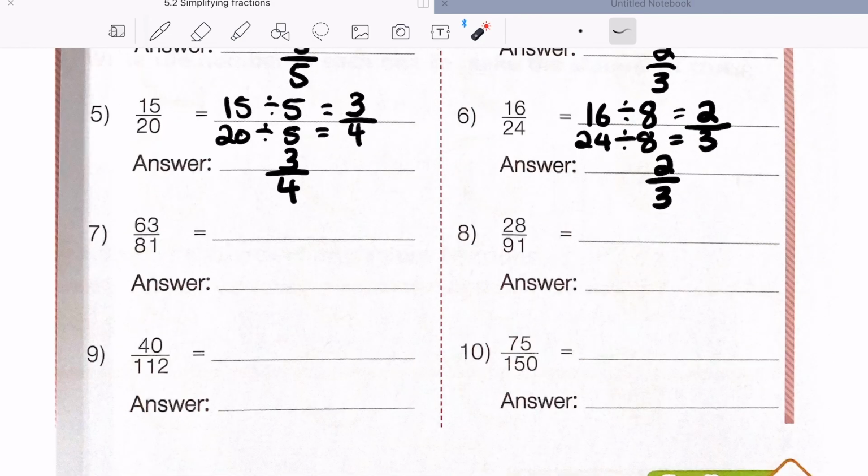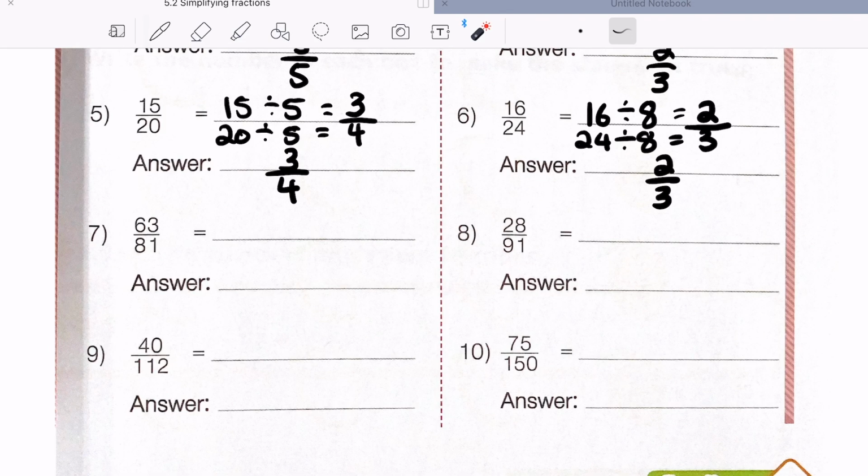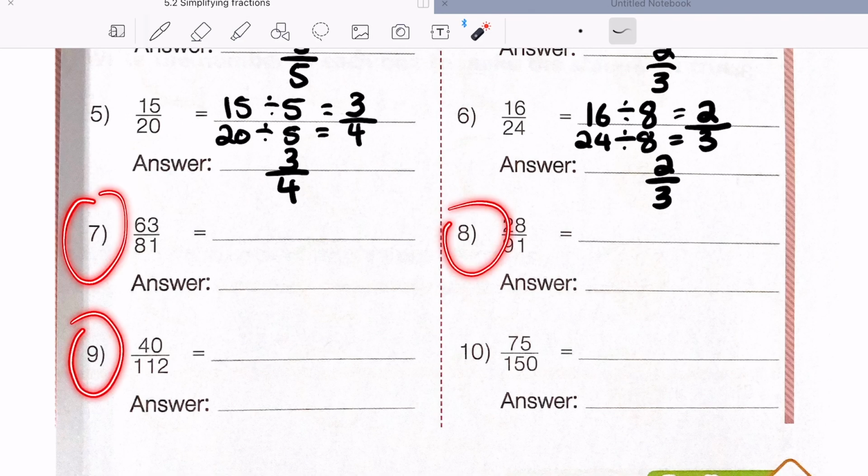For homework, I want you to try 7, 8, 9, and 10. I want you to simplify the fraction. Make the fraction very small, right? Use division, okay? Must divide by the same number, right? If you divide by 8 on the top, you must divide by 8 on the bottom. Do 7, 8, 9, and 10.